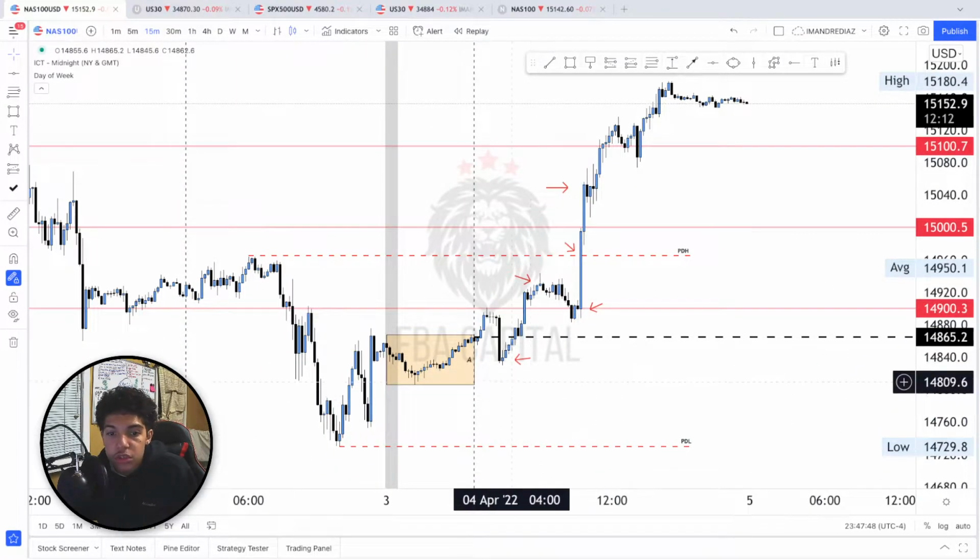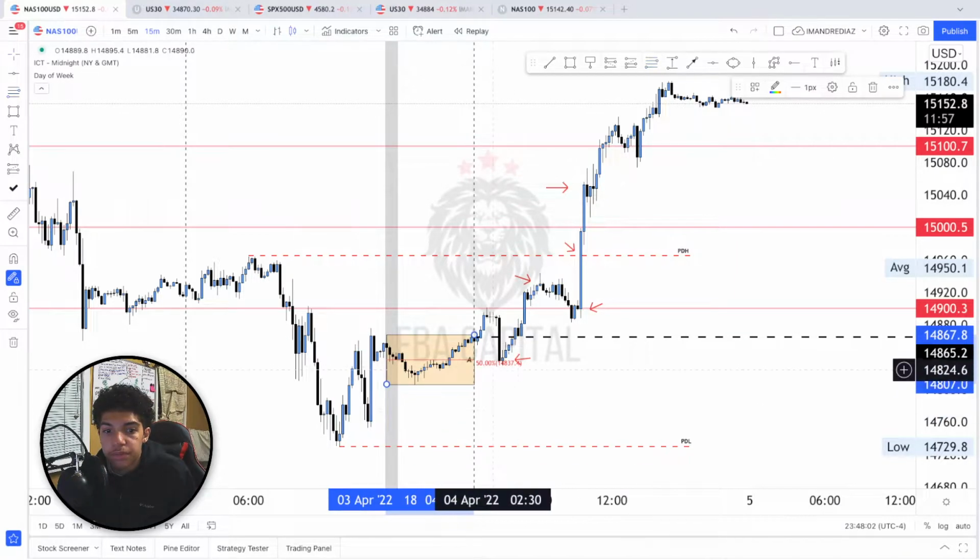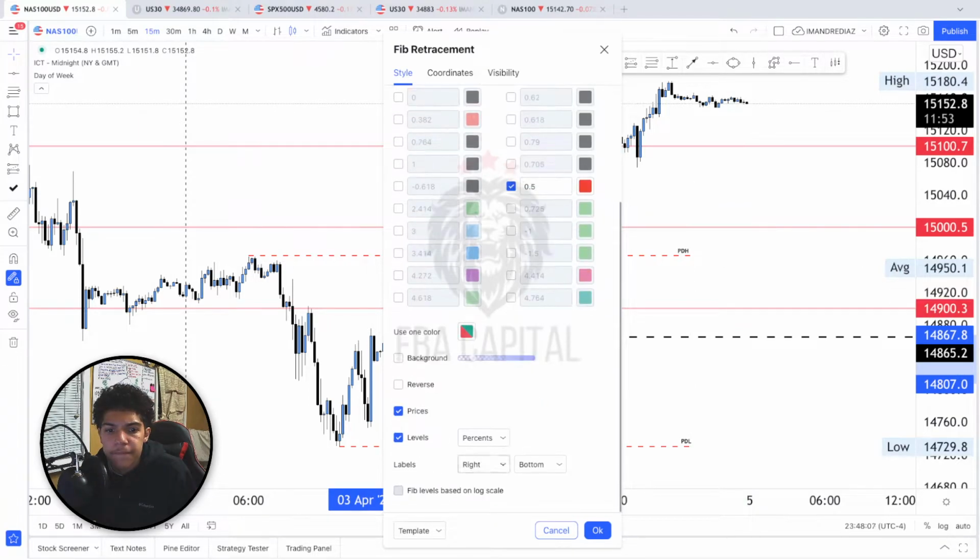The first thing we're gonna start off is by looking at this low down here. Why is this low important? The first thing I want you guys to realize, if you look left to the Asian session range and get the 50% of it and pull it out over, you see that it retraced right into the 50% of this Asian session range. Hold on, I'm gonna flip this the other way. Just like that.